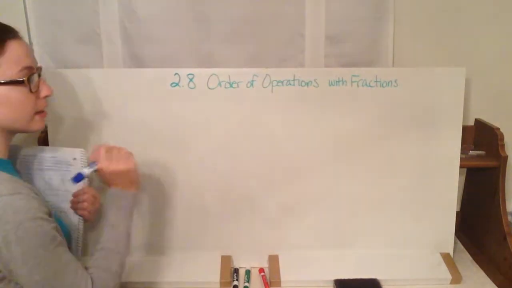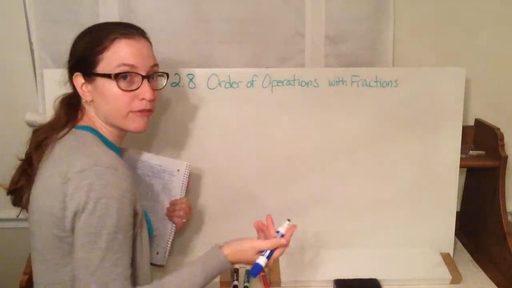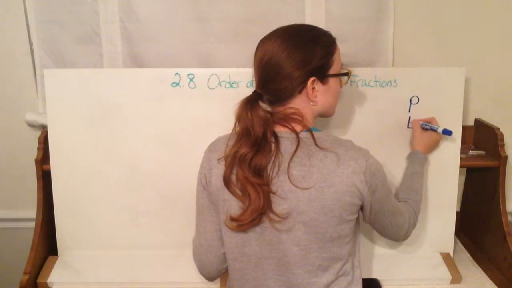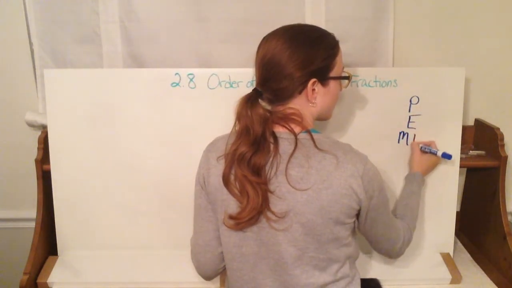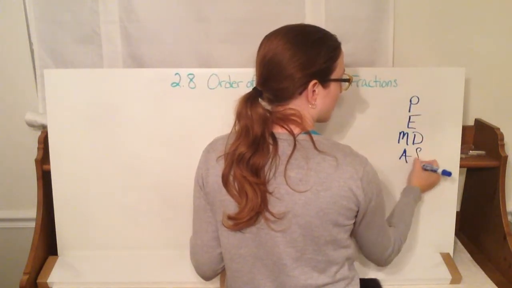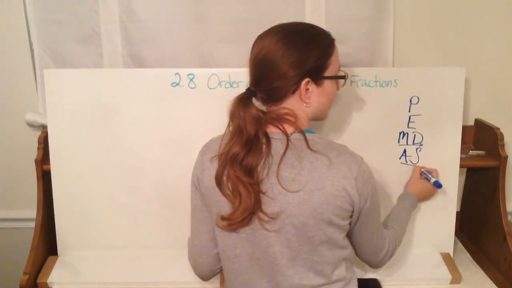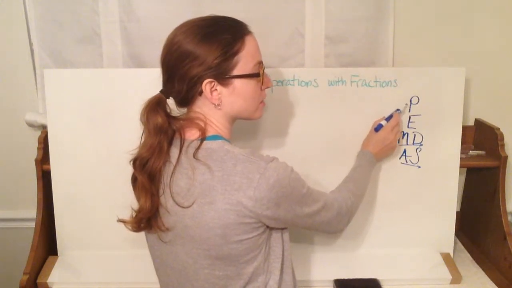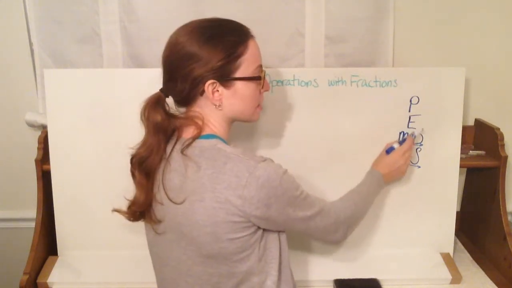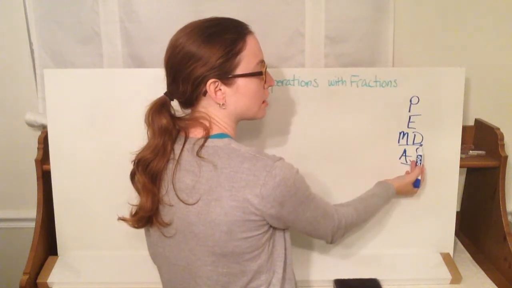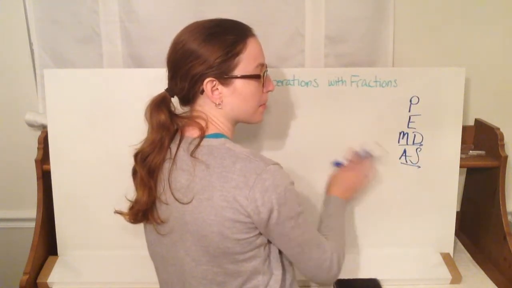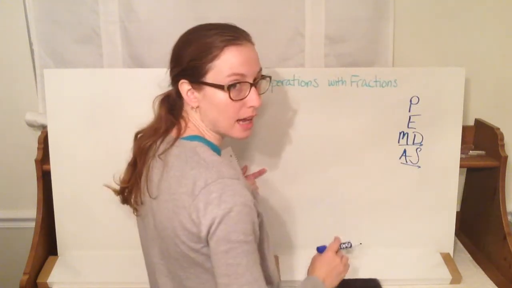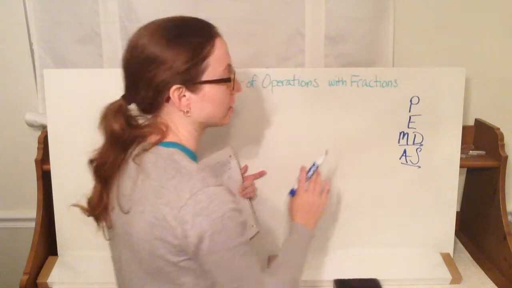I'll write over here for us to remember and refer to. The order of operations looks like this. And remember what this stands for. P is parentheses. Those get done first. Next come exponents. From there, multiplication and division get done on the same step from left to right. And finally, addition and subtraction get done in the same step from left to right.